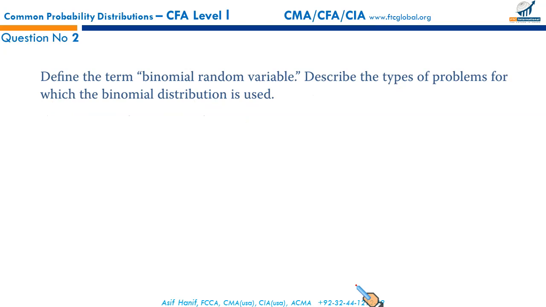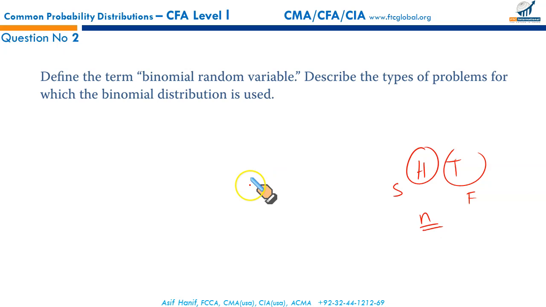Next. Define the term binomial random variable and describe the types of problems for which the binomial distribution is used. First, binomial random variable: for example, if we toss a coin, either the head would appear or the tail. Only two possible outcomes. If tossing a head is success and tossing a tail is failure, the number of successes matters. So a binomial random variable is defined as the number of successes in n Bernoulli trials. Or maybe I perform a certain experiment, 70% probability of success and the failure 30%, which is normally labeled as Q. P is 70%, Q is 30%. So successes in n Bernoulli trials, this is what you call the binomial random variable.